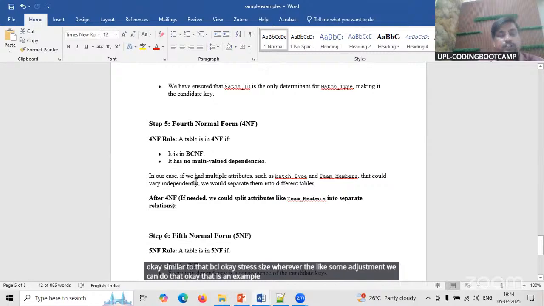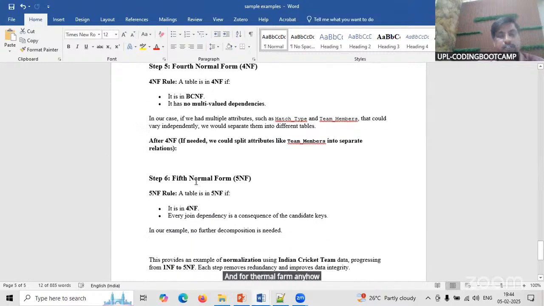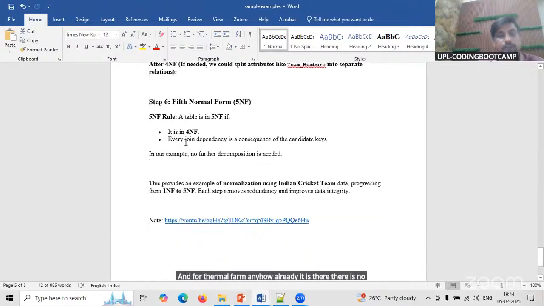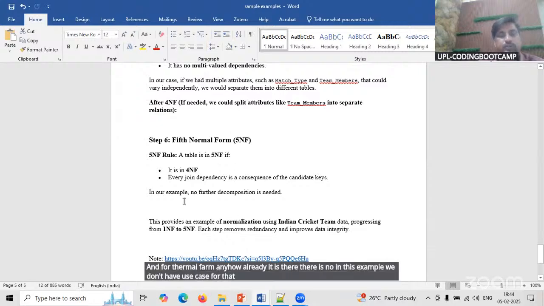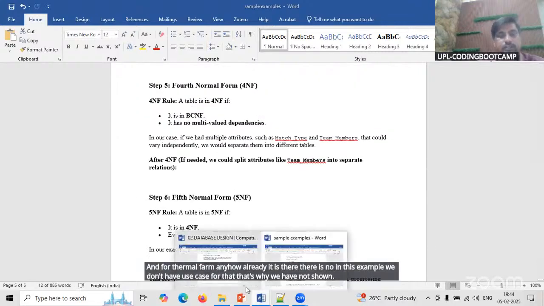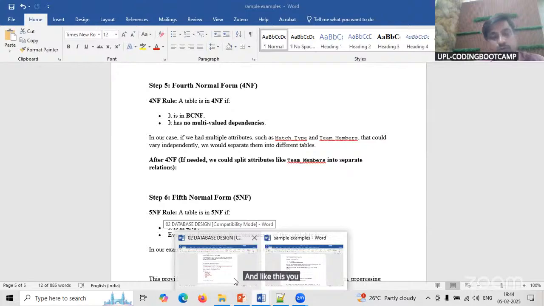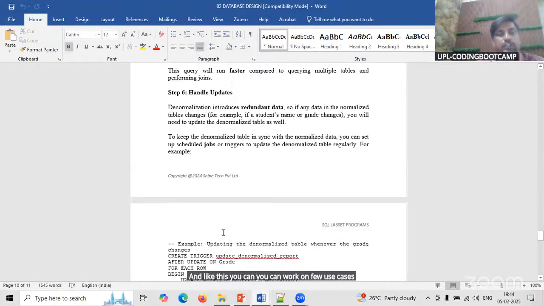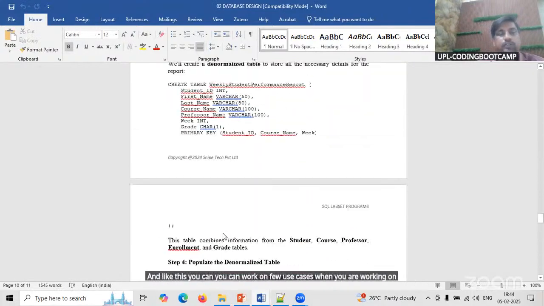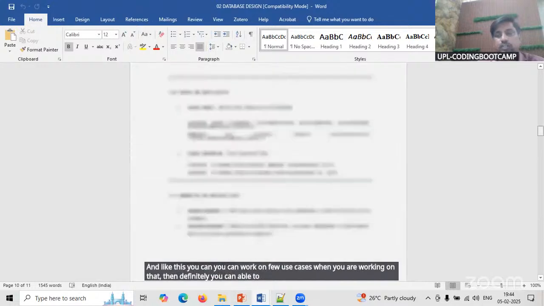And fourth normal form, anyhow, it is already there. In this example we don't have a use case for that, that's why we have not shown it. And like this, you can work on a few use cases. When you are working on that, then definitely you will be able to do that.